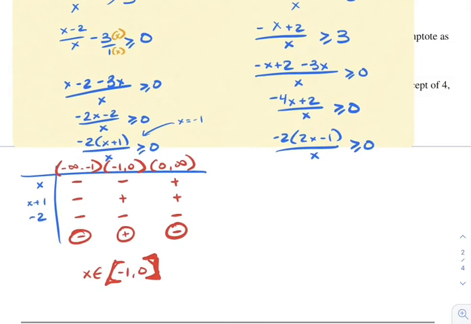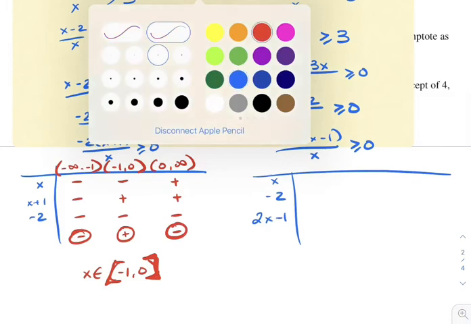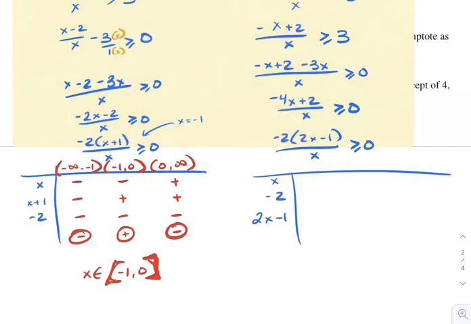I'm going to do the same thing on this side. Write my factors of x, -2, and 2x minus 1. Write my intervals that we have. So my intervals are going to be broken up by 0 for the bottom and 1/2.